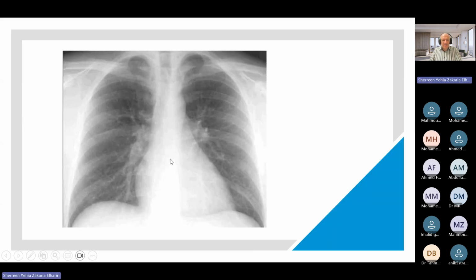So the first is this. Can you share it? You share it or not? Do you see it or not? Yes, I can see it. Okay, what is this? Of course, in the exam, we have the name and the view and all this. So this is normal, abnormal. Normal. So this is a normal chest X-ray.